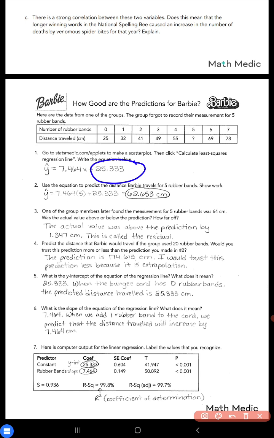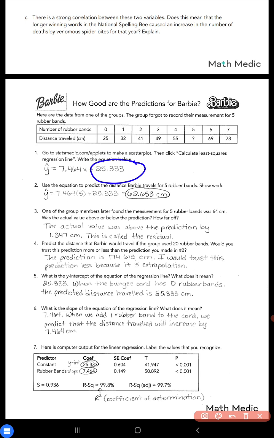So when you make a line of best fit, your y-intercept is going to be the point that best fits a straight line. Well, in the real world, we know that if we don't put a bungee line on Barbie, she's not going to travel anywhere at all because she's not going to jump, right? So take your y-intercept with a grain of salt. That point is there to create a straight line. It may not actually fit a real world scenario.